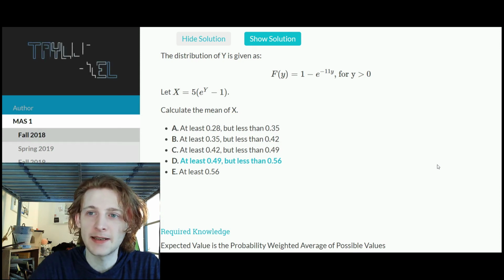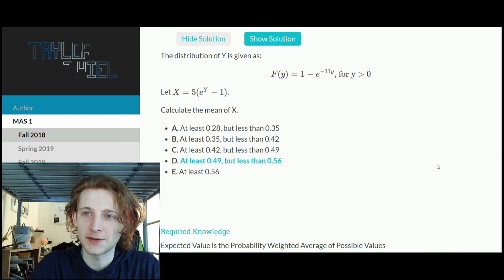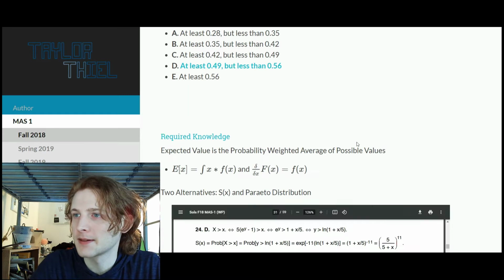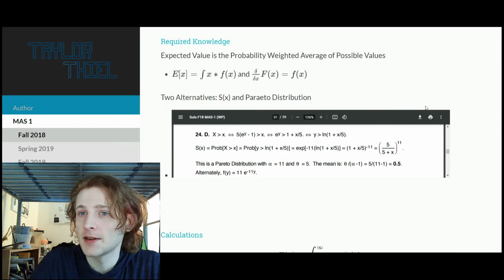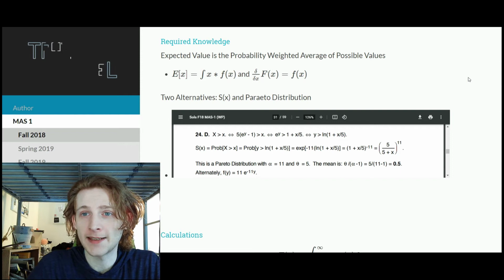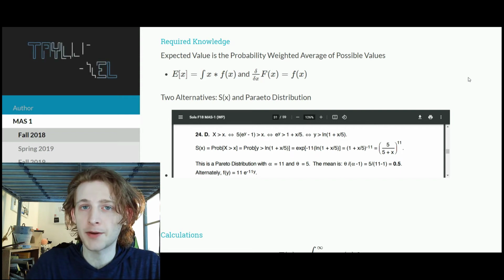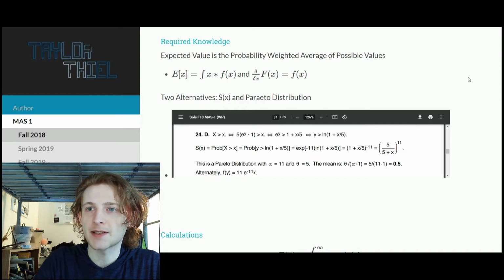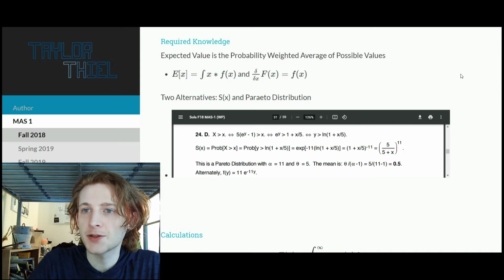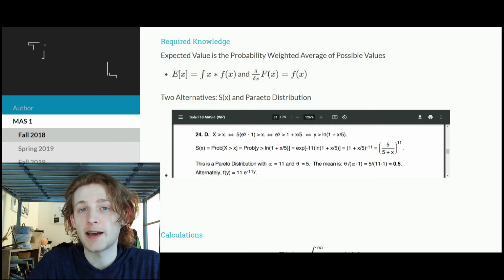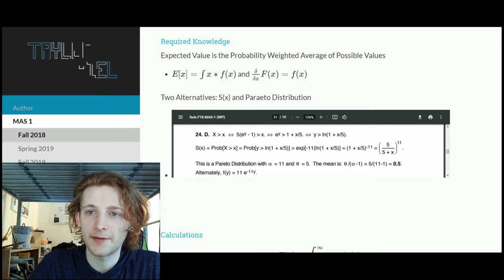Today's problem is, I think, deceptively challenging. It looks pretty straightforward, but can be a bit difficult. However, in terms of required knowledge, you actually only need to know how to calculate an expected value, integrating over the PDF multiplied by the value of interest, so a probability weighted average, as well as converting a CDF into a PDF just by taking the simple derivative.